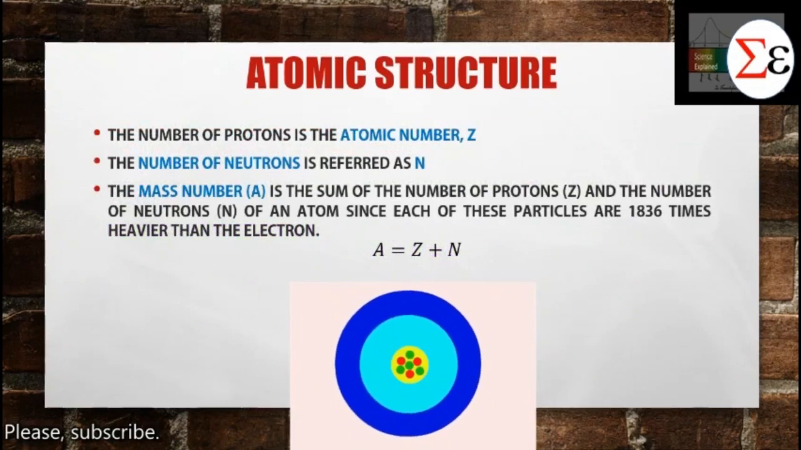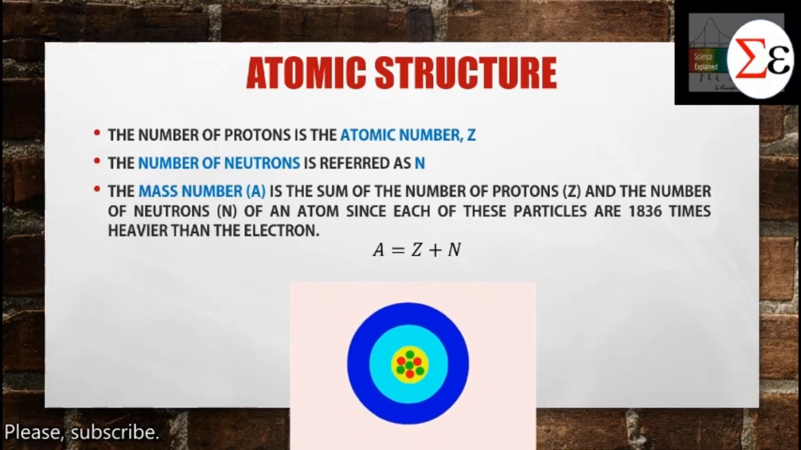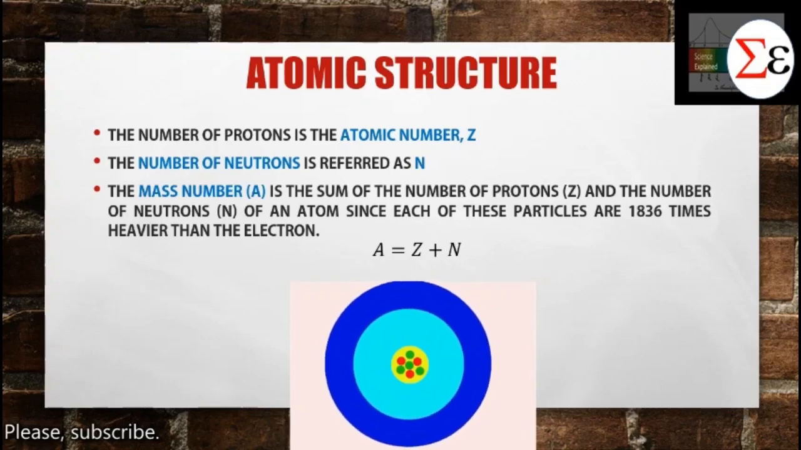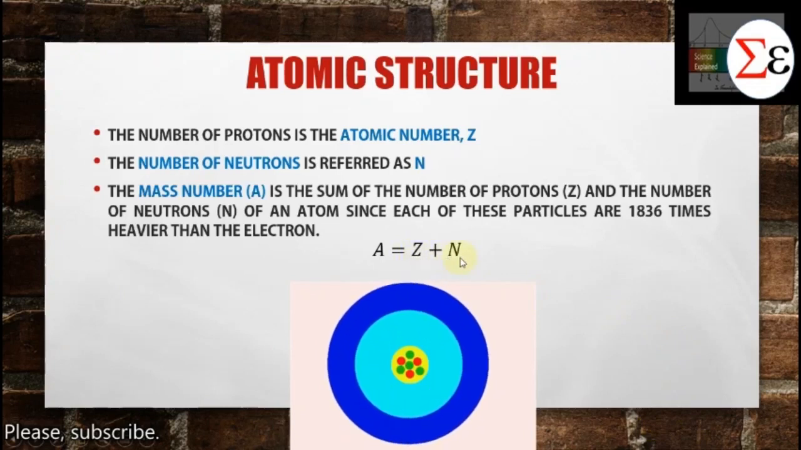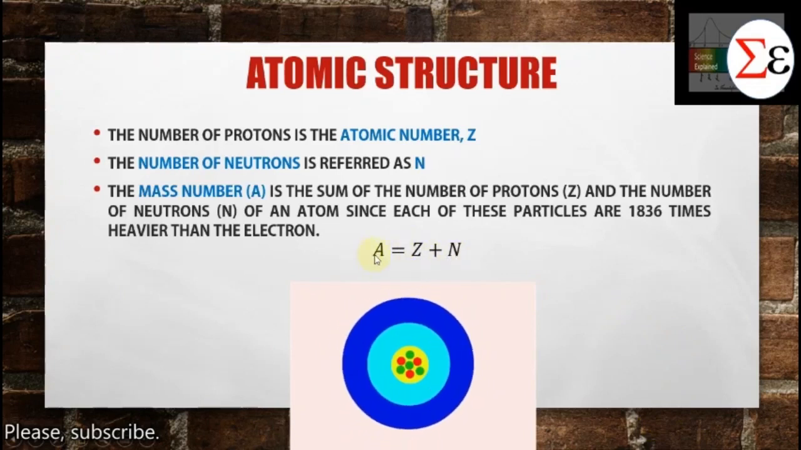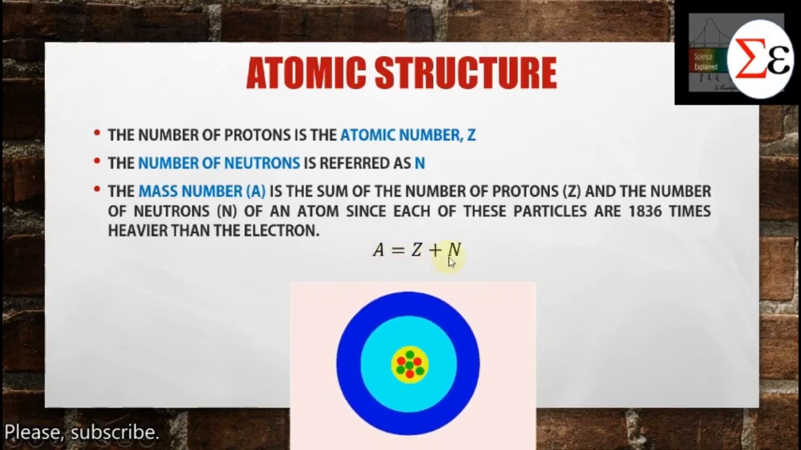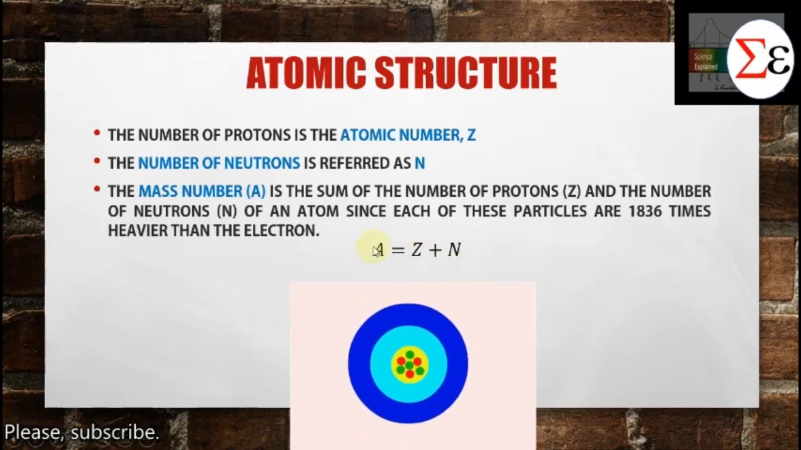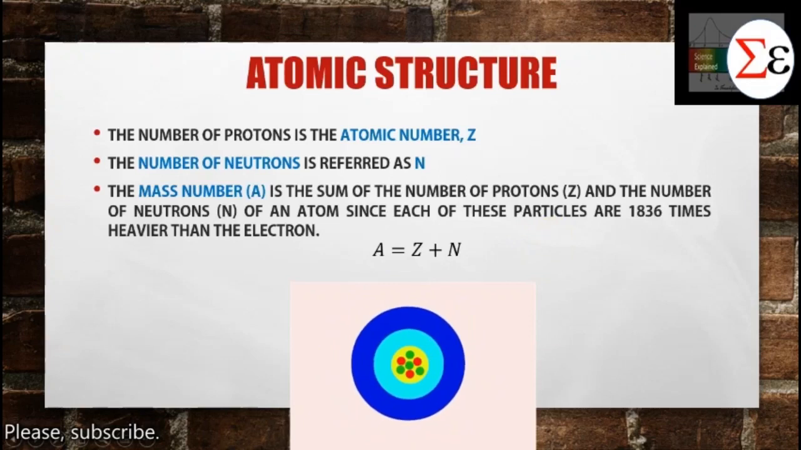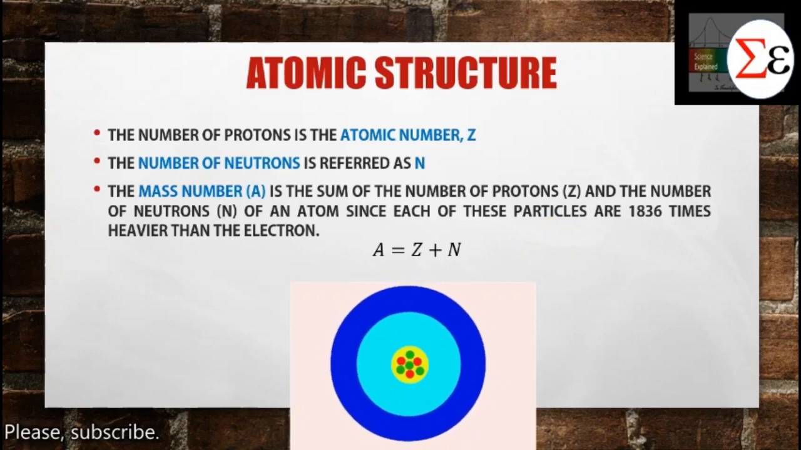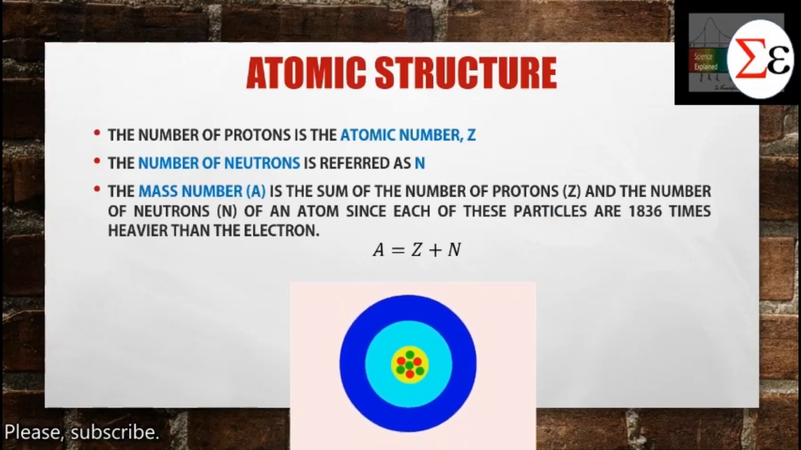The number of protons is called the atomic number, Z, and the number of neutrons is referred to as N. The sum of the number of protons and the number of neutrons gives the mass number. See that the number of electrons is not taken into account in the mass number because the mass of the electron is 1,836 times lighter than the mass of the proton and neutron.